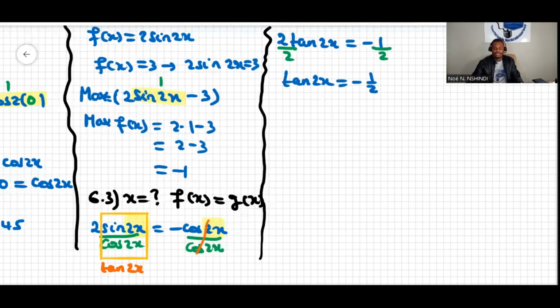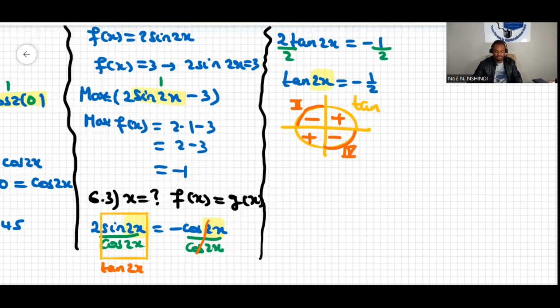Now I need to find the value of the angle 2x such that tan of 2x is equal to -1/2. First of all, from the trig circle, in the SOHCAHTOA, we know that tan is positive on the first and the third quadrants, meaning it is negative on the second and the fourth quadrant. So we are interested in the second and the fourth quadrant.